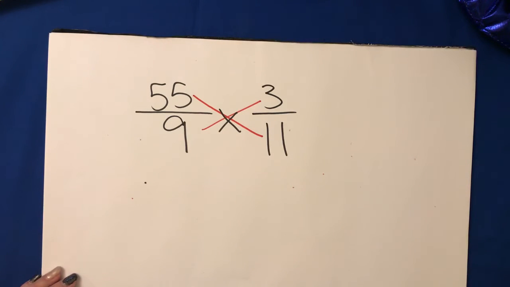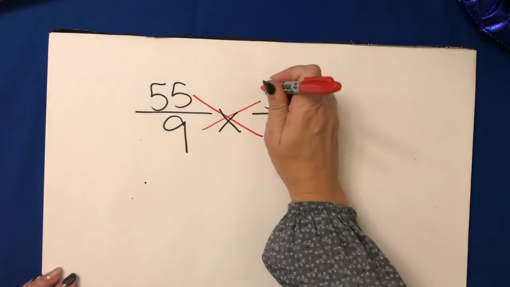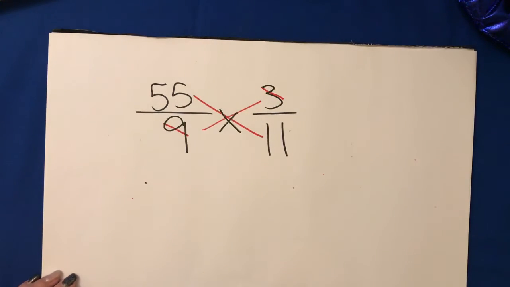Okay, so let's see. 3 and 9. How can I reduce the 3 and the 9? I'm going to just cross them out right now because I know you guys can reduce this.